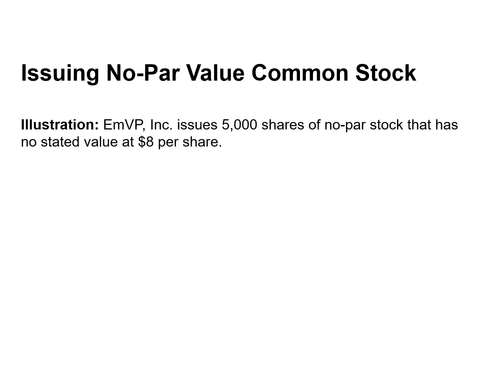If this company issues 5,000 shares at $8 per share, the entry would result in a debit to cash for $40,000 and a credit to common stock for the same amount.